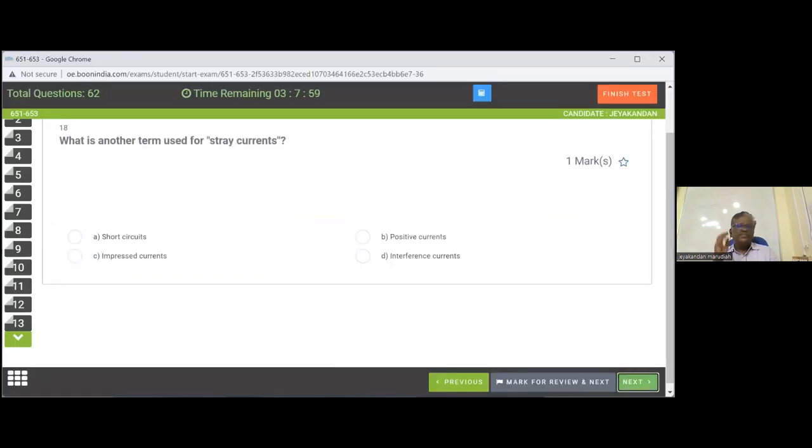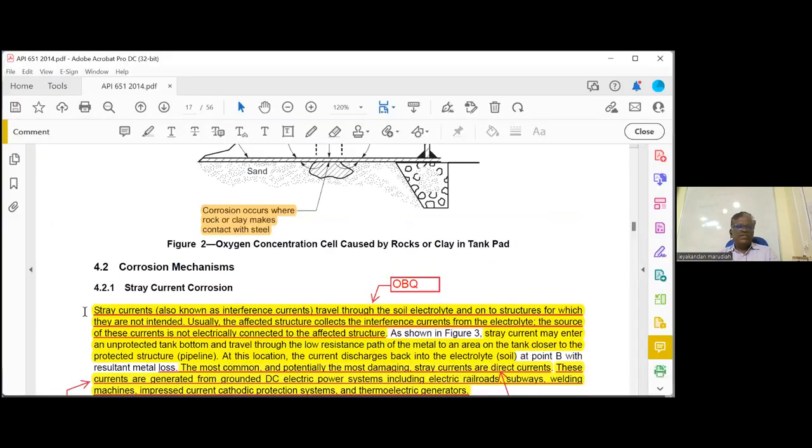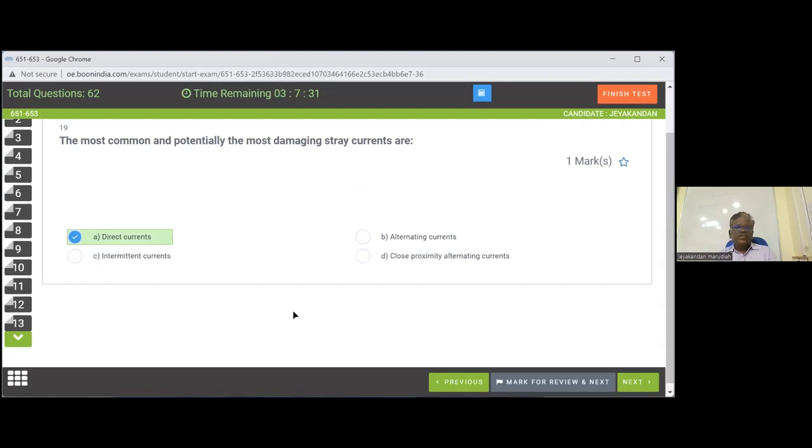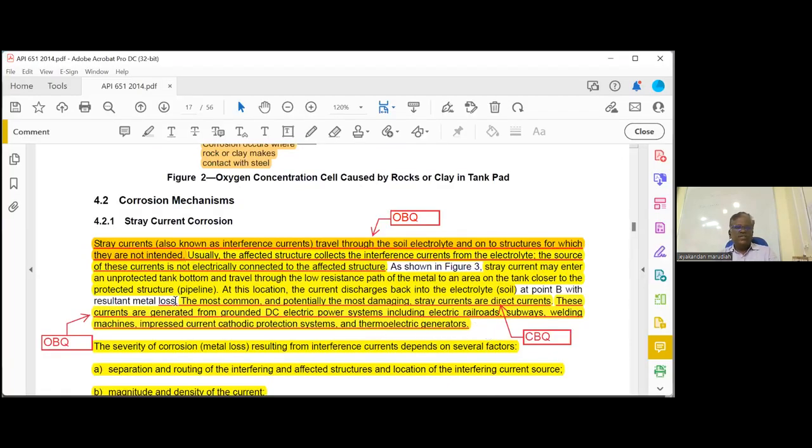Next, another term used, what is stray current? That is interference current. This was very important, asked in the last exam. Stray currents are also known as interference current. 4.2.1. Yes. Next one. Most common and potentially the most damaging are direct currents. Because they flow in one direction, they can cause more damage. So this is the one. Direct current. This line, closed book question.